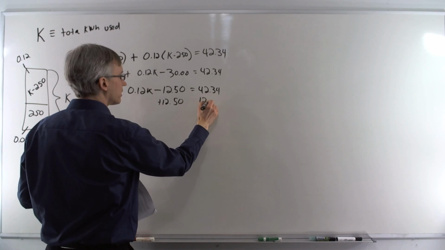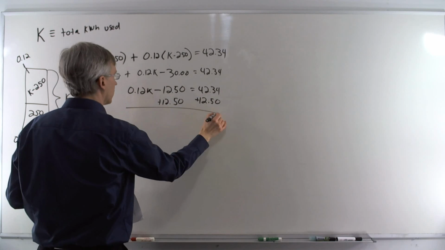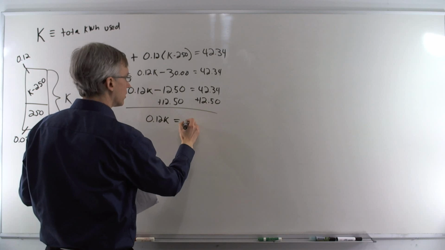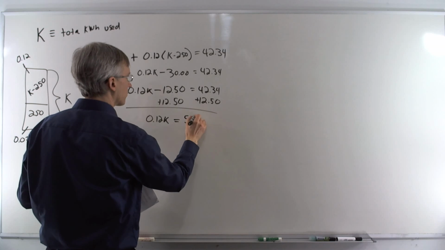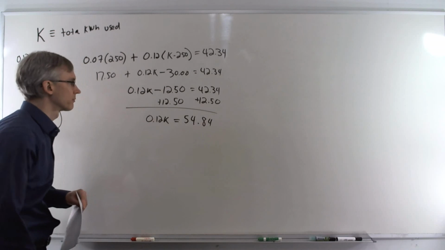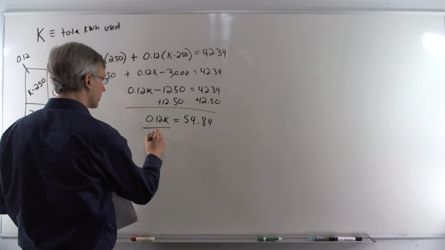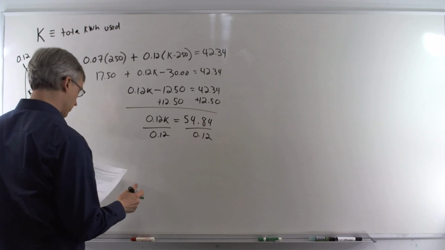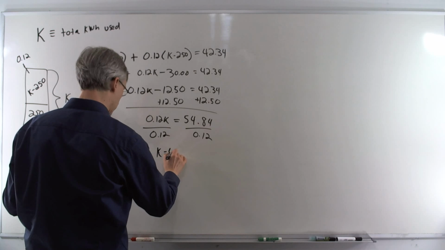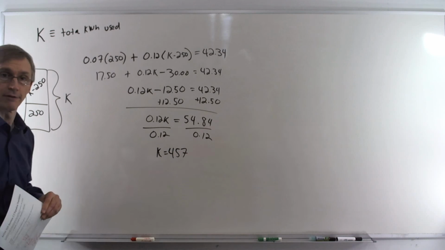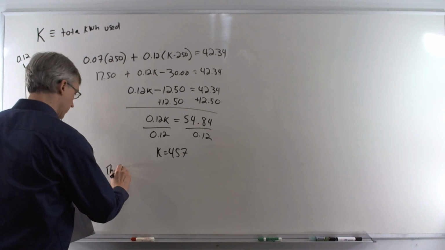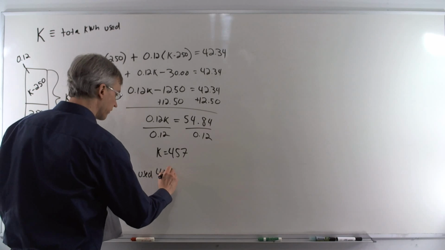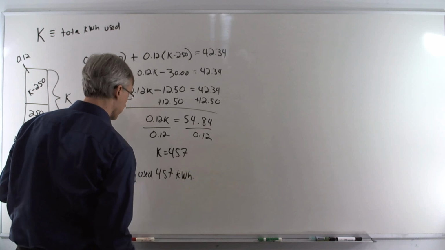Adding 1250 to each side, you get 0.12K equals 5484. Now divide by 0.12. We get 457. So the family used 457 kilowatt hours.